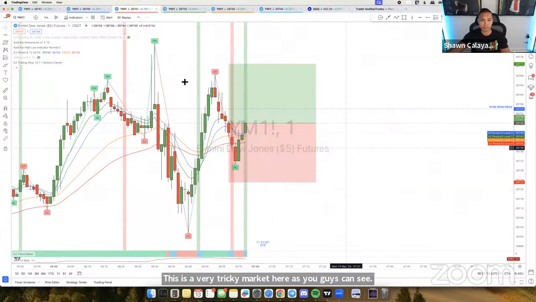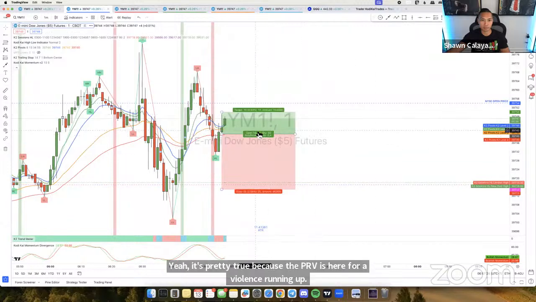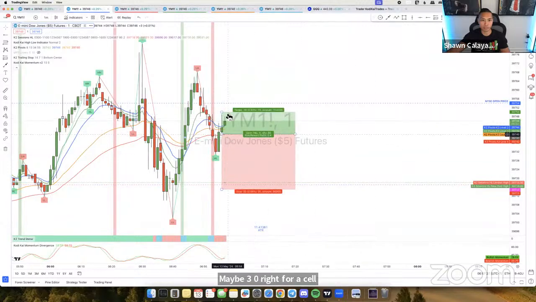Yeah, it's pretty tricky because the PRB is here for a buy and it's running up. BB3 is there running for a sell. Here's the V1 variation that I just mentioned earlier, currently running right now.